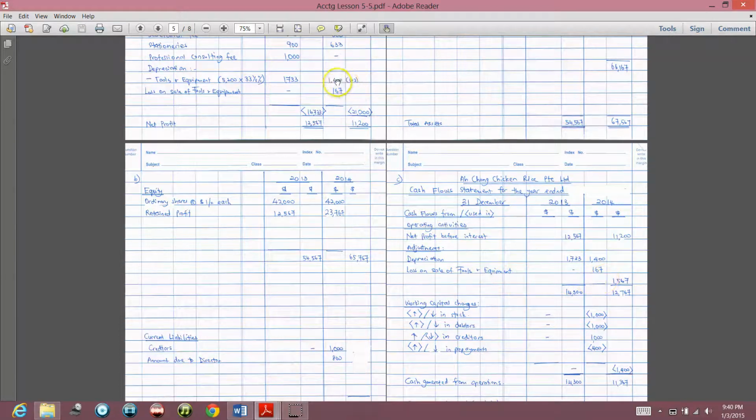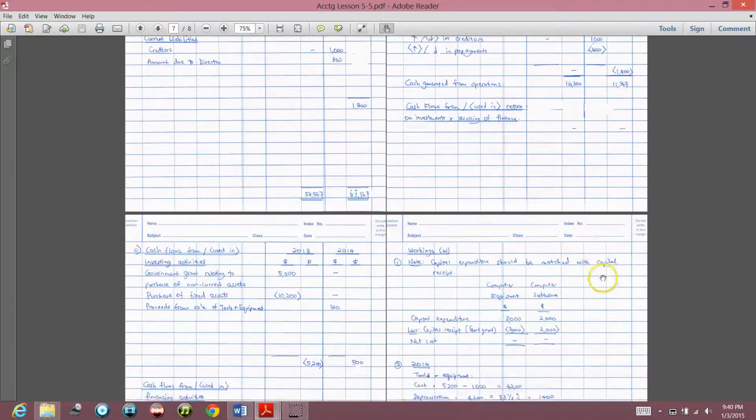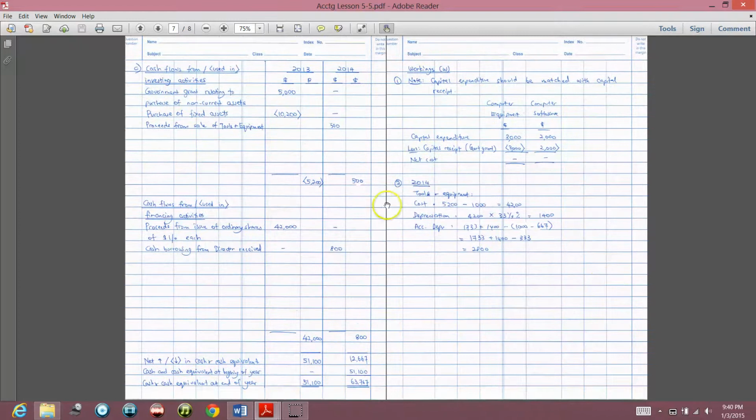Because this loss on sale of equipment, the receipt or loss on sale of equipment will be dealt with under investing activities. Anything regarding fixed asset should be dealt with under this category, cash flow from investing activities. Okay, so we have proceeds from sale of equipment. This is money received, so it's positive, should put under investing activities.